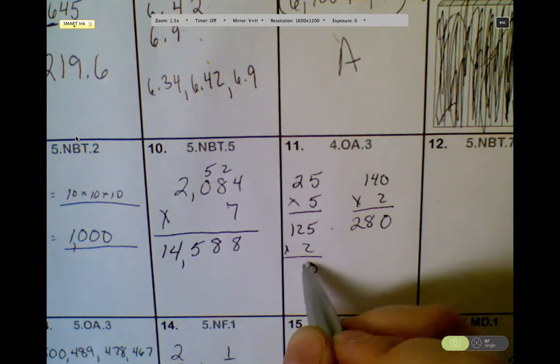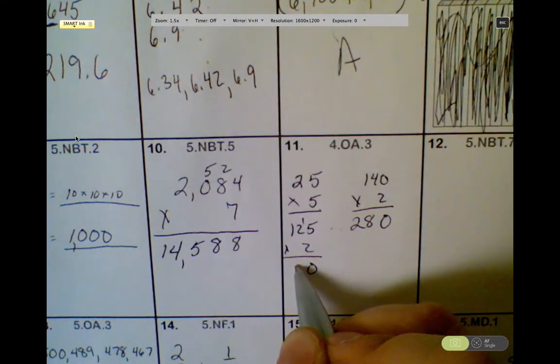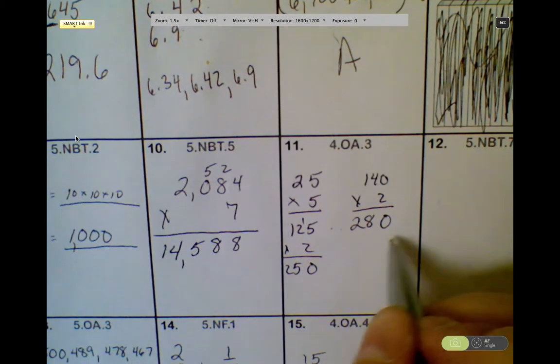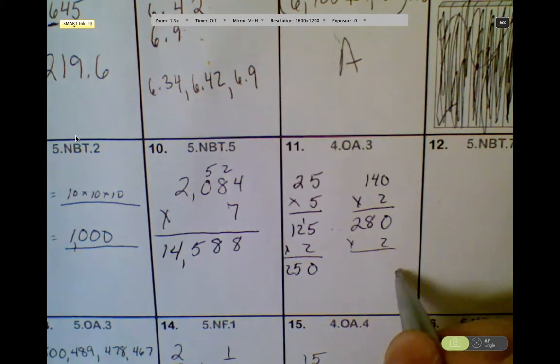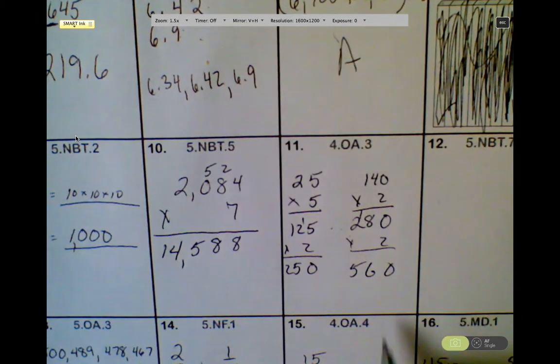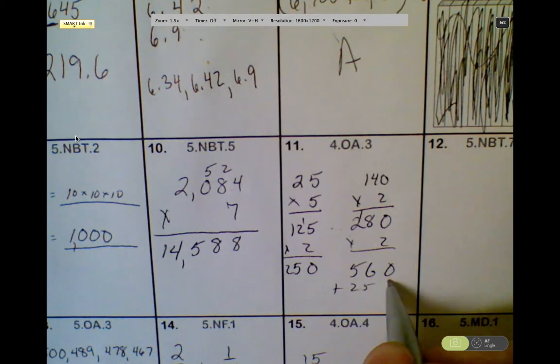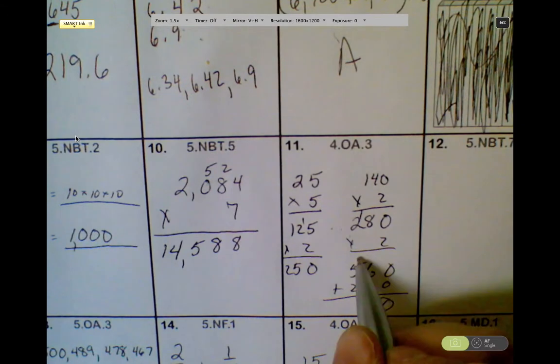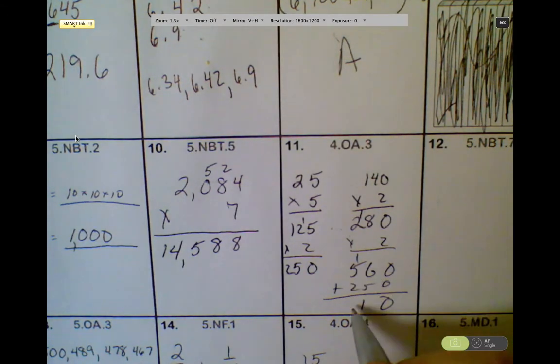and that would be 560. 2 and 2 is 4, plus 1 is 5, 60, and I'll add these two together. That's 5, 6, 7, that's 840 tasks.